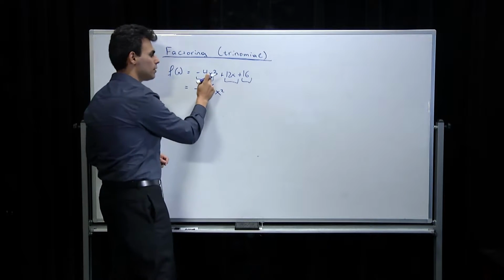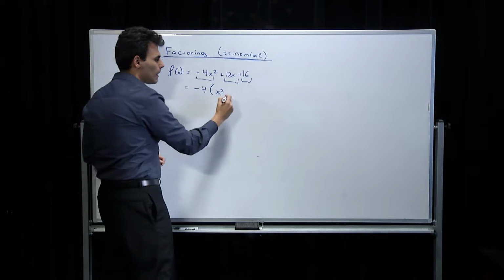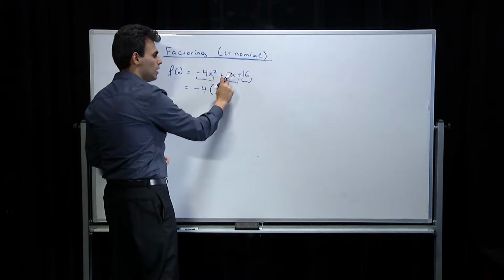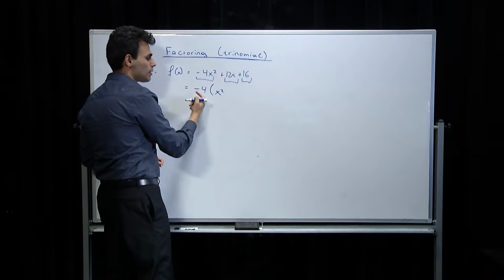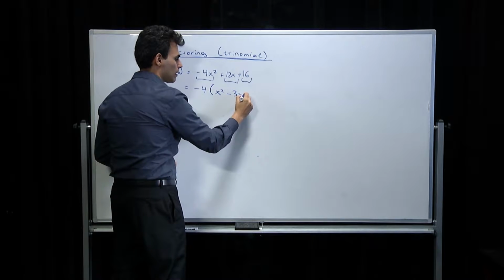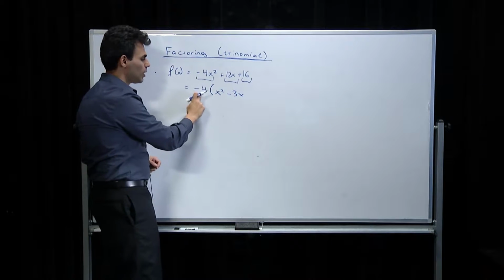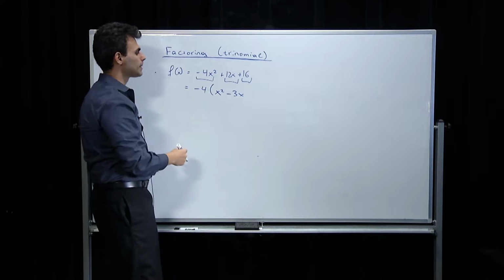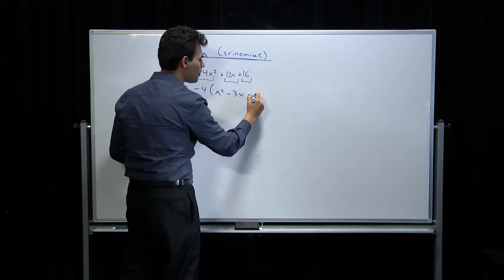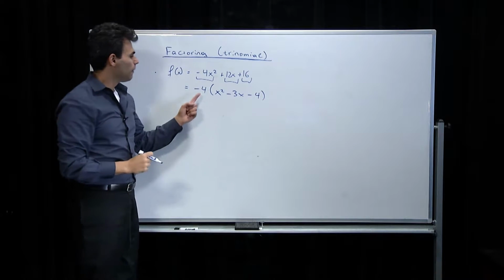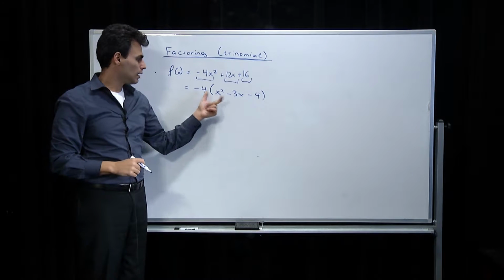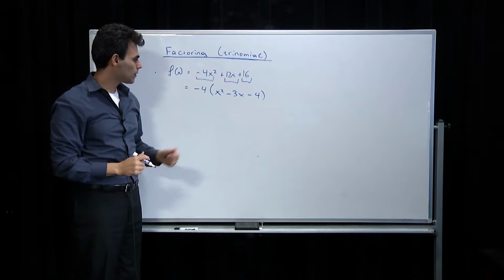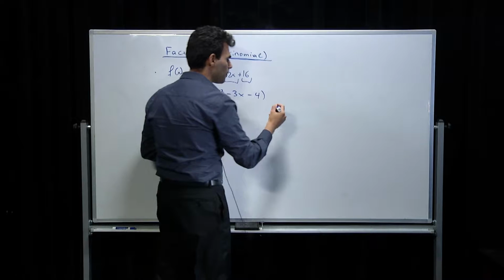you have an x squared left from the first term. You have a 3x, but since there's a minus here, it needs a minus 3x. So when they get multiplied back, minus 4 times minus 3 gives you the 12x. And then you have another minus 4 here. Once again, 4 times 4 gives you the 16, and the minuses will give you the plus. So this is just common factor.